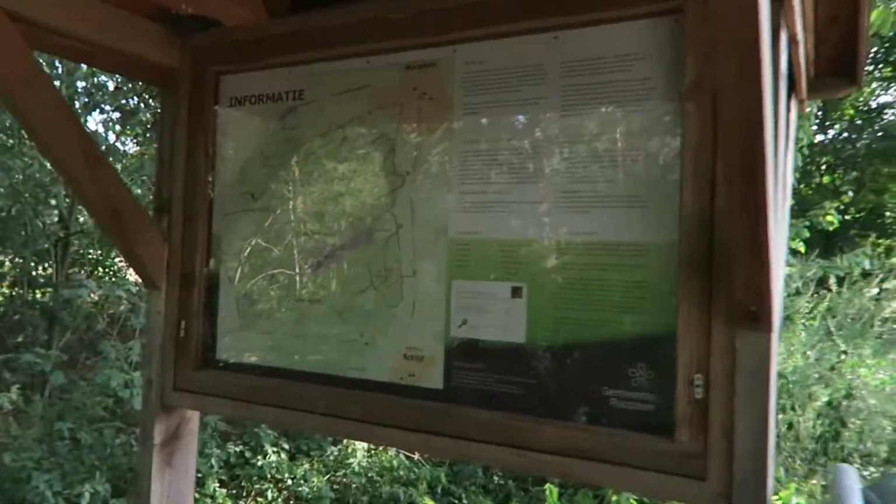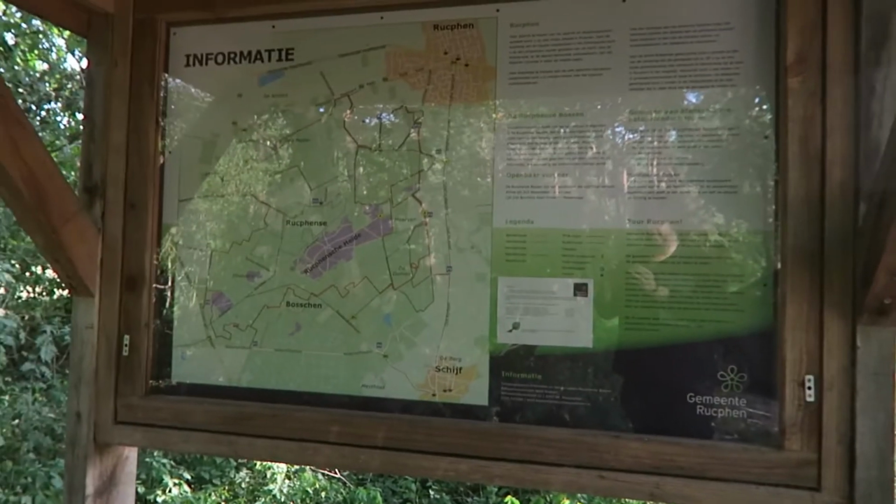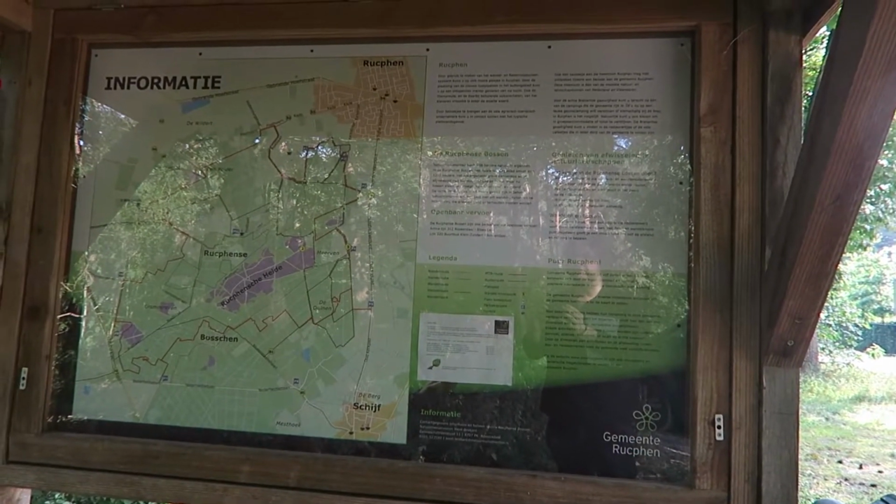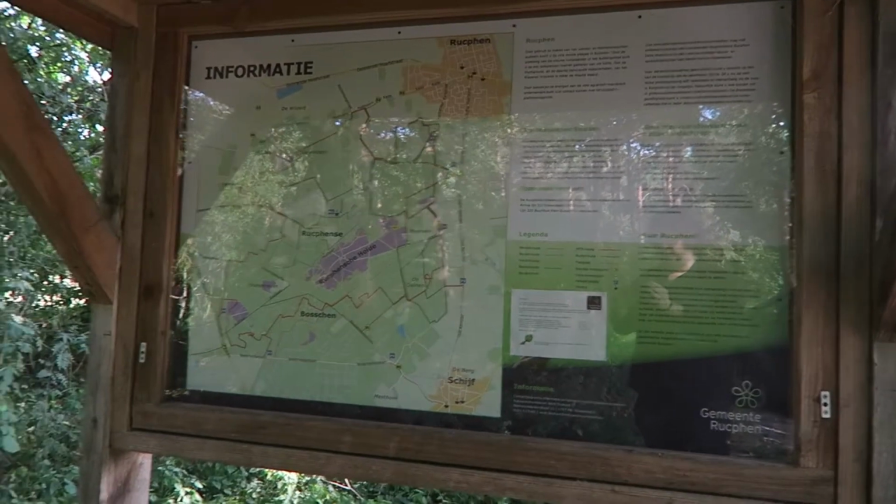I am here in Rucphen in the forest, and I'm going to make a few drawings, a few sketches. This is a part of the forest which is unknown to me, so I'm just going to take a look, and I have my sketchbook ready. So let's go find out what's to be seen here.